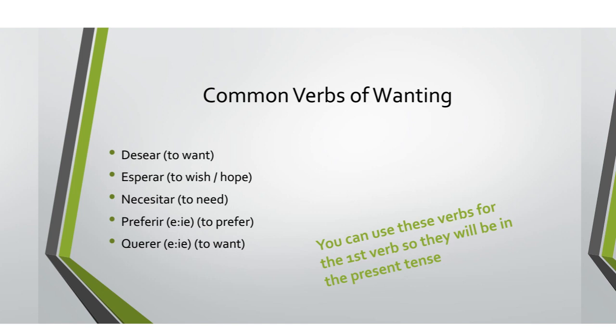So, desear means to want. Esperar means to wish or to hope. Necesitar means to need. Preferir means to prefer. And querer means to want. You'll notice that the last two verbs, preferir and querer, are E to IE stem changers.